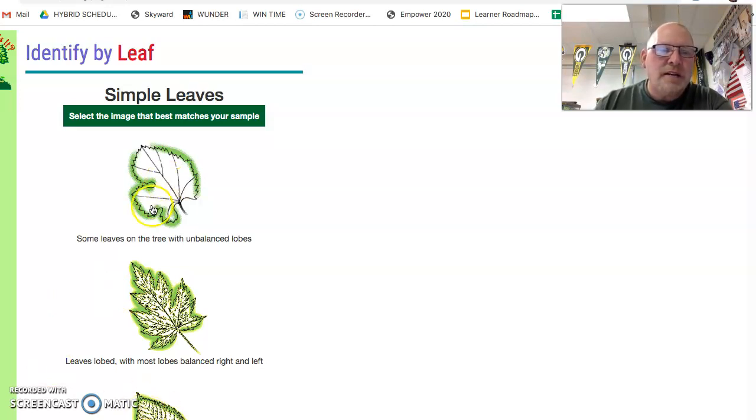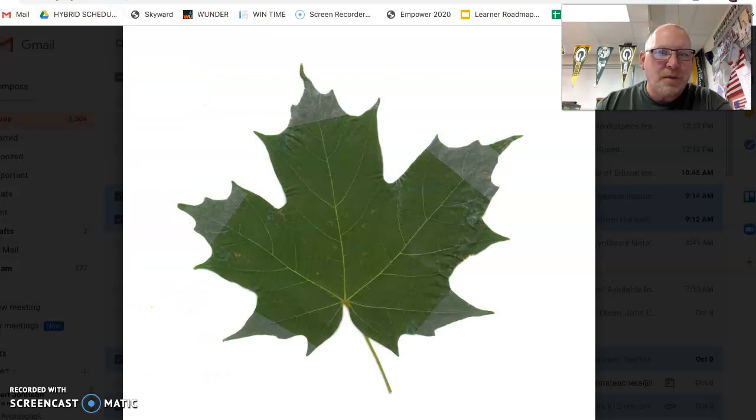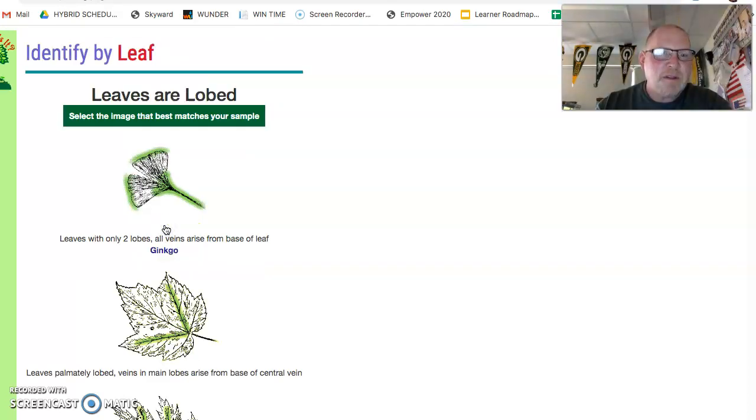Are the leaves on the tree unbalanced lobes? Do they seem to be a little unsymmetrical? Are the leaves lobed with most of the lobes balanced? So does the leaf seem to be symmetrical? Or is it not lobed, where it's all one shape? I would say that this leaf best fits the lobes being balanced right and left. The leaves are lobed, and now we have some more choices.